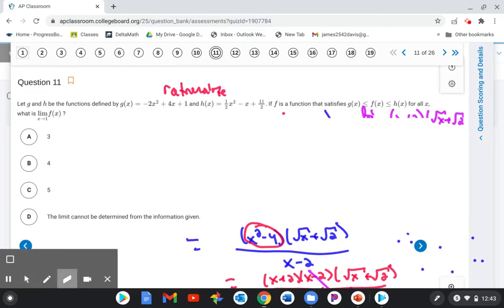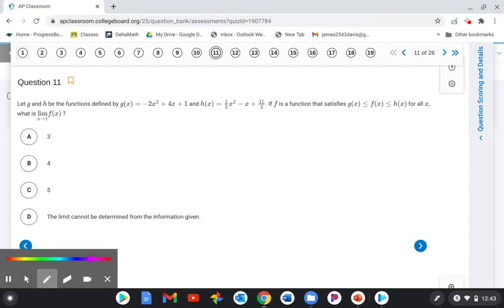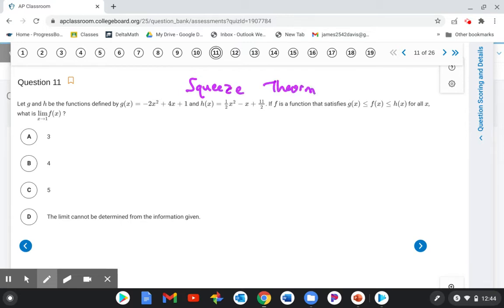All right, let's look at our next one, number 11. We've got two functions. This one is a bit tricky because it doesn't give you a lot of insight on exactly what you're supposed to do. But if you think back to some of the theorems that we learned in this section, it doesn't explicitly say it here, but this is actually referring to something we call the squeeze theorem. The squeeze theorem.